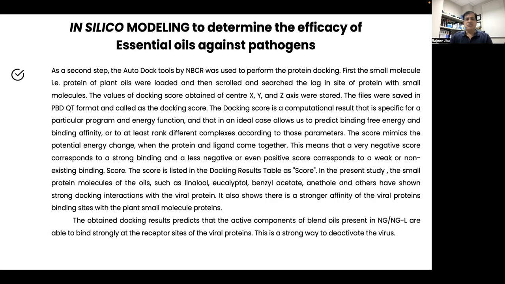In the present study, the small protein molecules of the oils, such as linalool, eucalyptol, benzyl acetate, anethole, and others, have shown strong docking interactions with the viral protein. It also shows there is a stronger affinity of the viral protein binding sites with the plant small molecule proteins. The obtained docking results predict that the active components of blend oils present in Natural Guard liquid are able to bind strongly at the receptor sites of the viral proteins. This is a strong way to deactivate the virus.